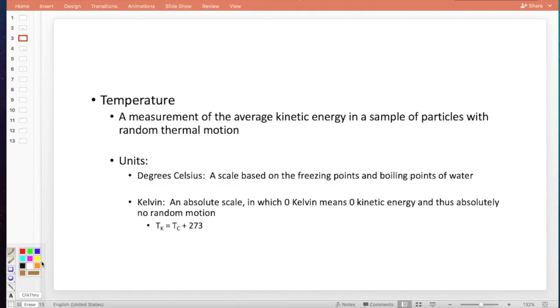Temperature is a measurement of the average kinetic energy of particles in a sample, of particles in the substance. We're not looking at total anymore. The keyword here is average.